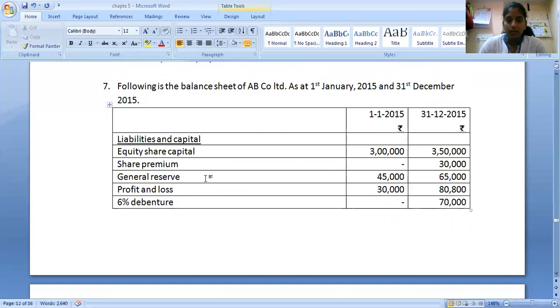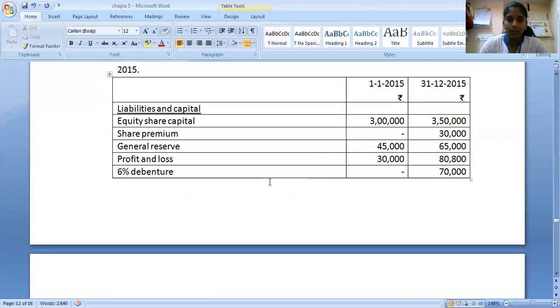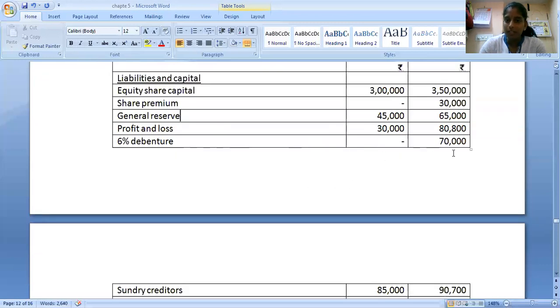Now the general reserve. General reserve is increased, and the transfer to general reserve is a non-cash item, which will be treated under the operating activity. Transfer to general reserve is added back as a non-cash expense. Then the profit and loss account will be taken as the difference. For the 6% debentures, there is an increase in the debenture value, so this debenture also appears in the financing activity. Fine.